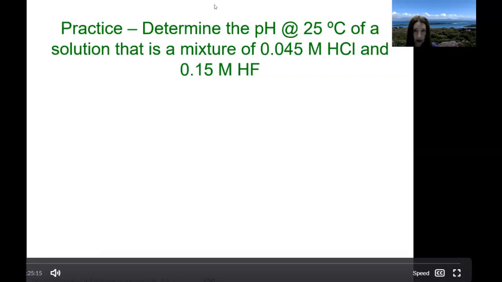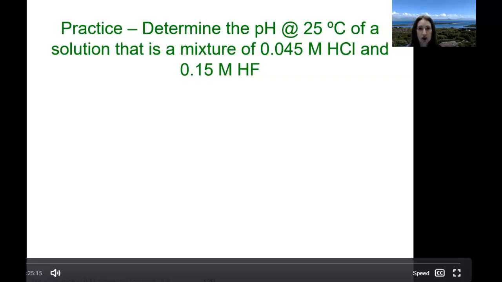How do we figure out the pH if we have two acids? This is what we talked about last time. When you have two acids, if they're not close to each other in their Kas, then you just use the biggest one because the other one's going to become negligible. I'm going to show you this a couple times today, how this works.